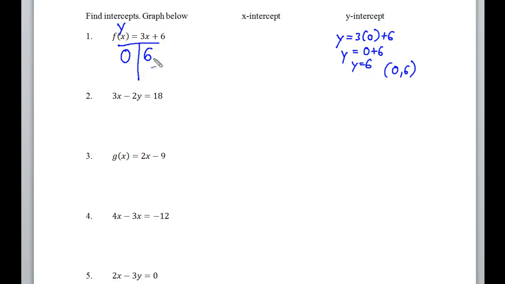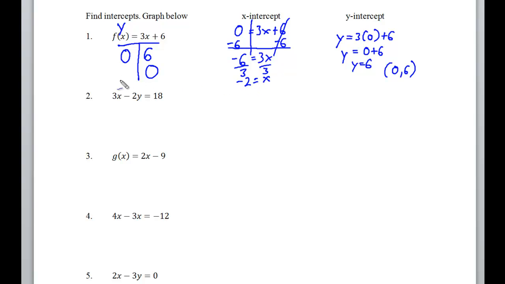Now I'm going to go to my x-intercept, where I'm going to plug in a 0 for y. So now I have 0 is equal to 3x plus 6. Now my job is to get the x all by itself. So I'm going to subtract the 6 from both sides using my inverse operations. Draw my line there to show you that it's moving across the line. That simplifies. Negative 6 is equal to 3x. Divide both sides by 3. So x is going to be equal to negative 2.